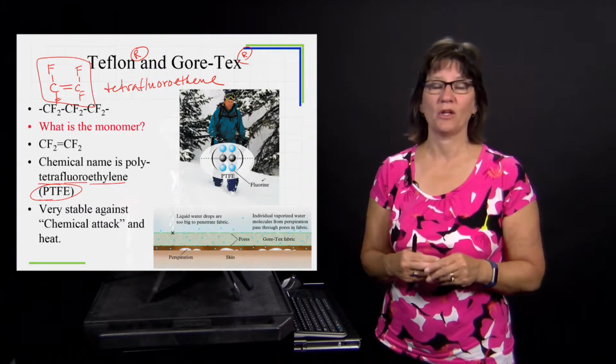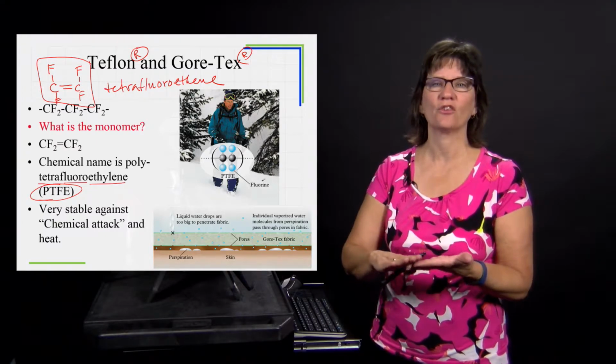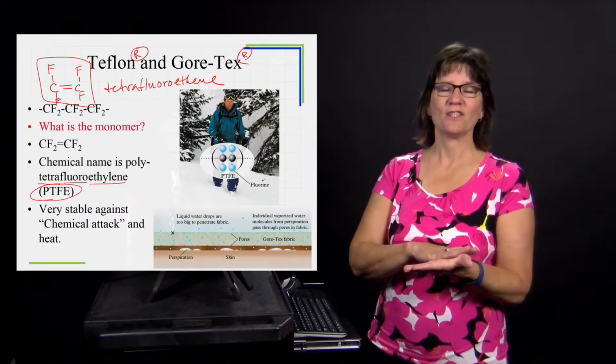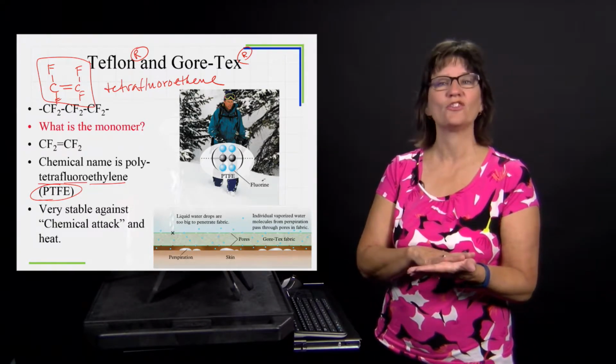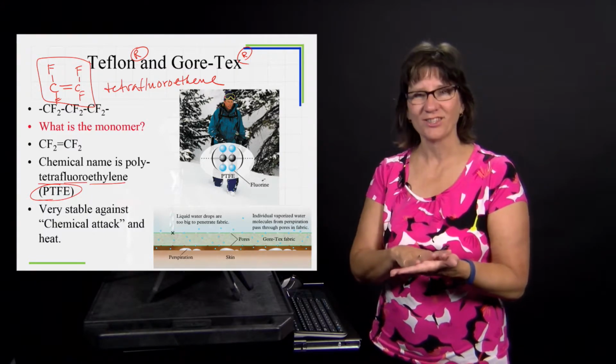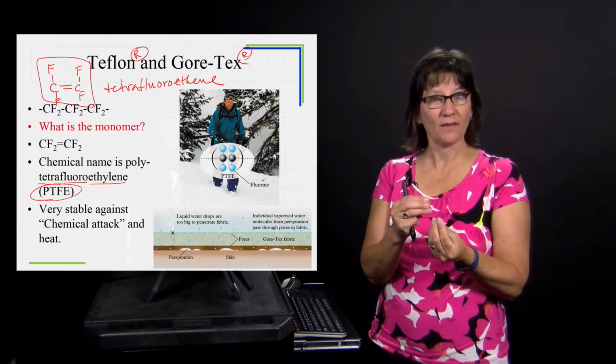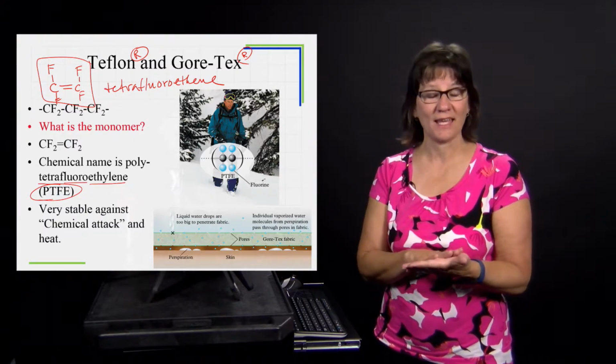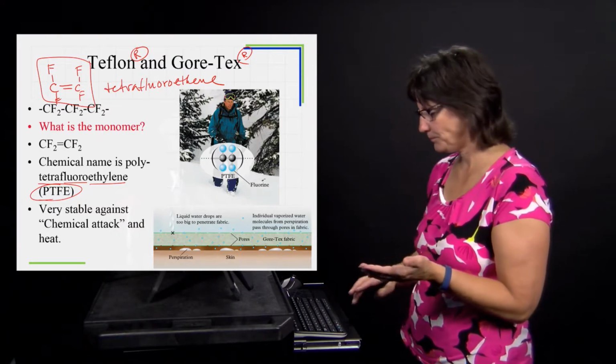Where you would experience Teflon is there's a lot of cookware that is coated with Teflon. It gives it a very slick surface so things don't stick to it. In order to stick to it, there has to be some kind of chemical bonding that occurs, and this prevents that chemical bonding from occurring.